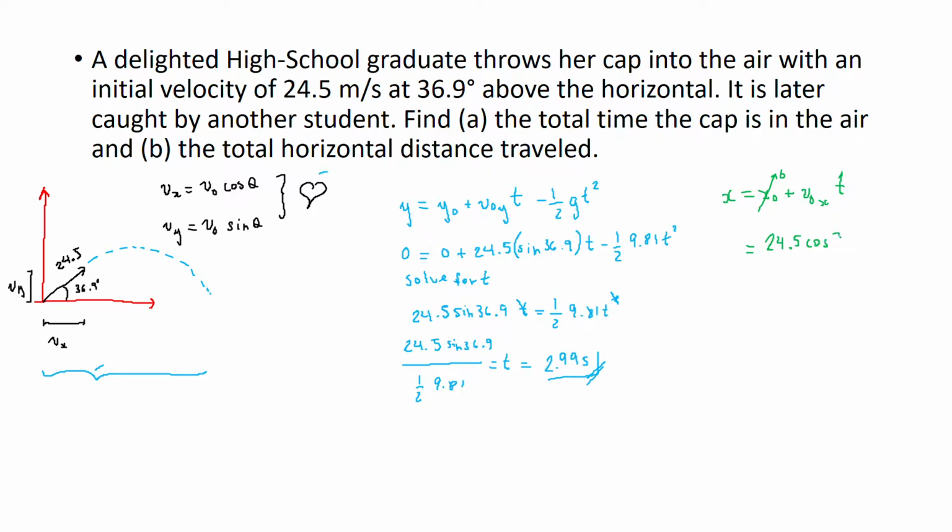cosine of 36.9 times this time we just found out, times, let me use parentheses, times 2.99, and that is gonna give us something very, very close to 58.8. That's gonna change a little bit depending on how many decimals you used, but okay. So this is the result. Don't forget that the velocity in x is gonna be constant. So there's no acceleration here, and in the y-axis we actually have acceleration all the time.